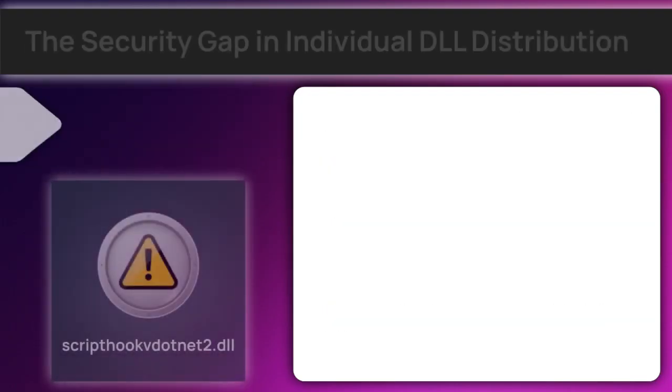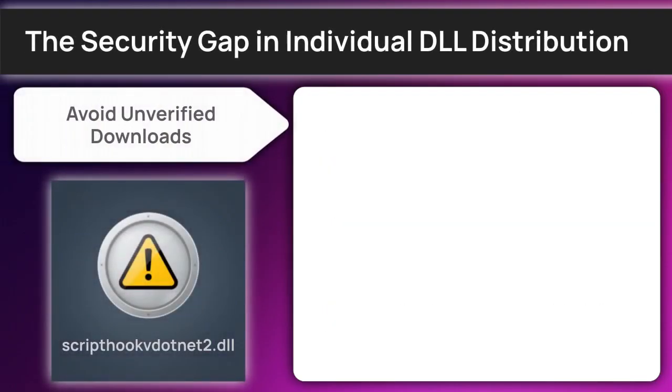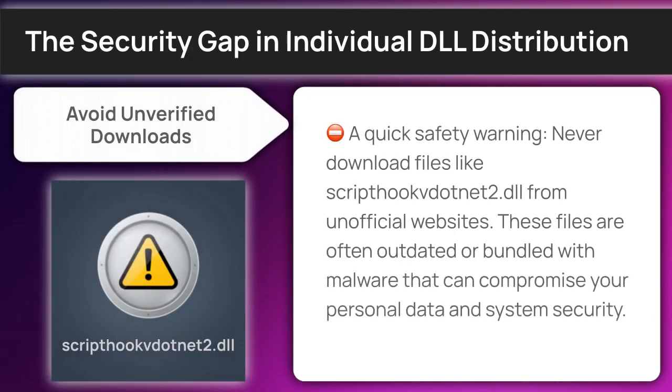Before you finalize your changes, I need to emphasize the importance of using trusted sources. Keep your personal information safe by avoiding third-party mirrors for scripthook5.net version 2 DLL, which lack the encryption and security of verified official updates.